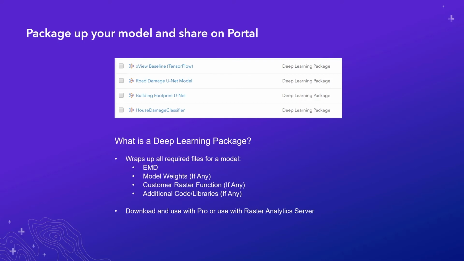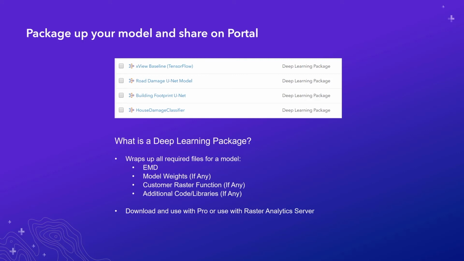But basically, there are 4 components, or potentially less. An EMD, an Esri model definition file. Basically, it contains metadata describing what your model needs to run. The model's weights, if any, we'll go into that later. A custom raster function, not a customer raster function, but a custom raster function.